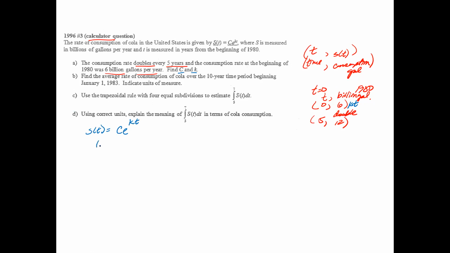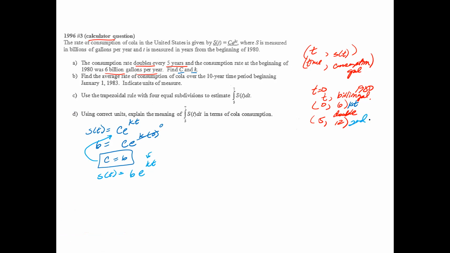So then in that case, 6 equals C E to the K times 0. Well, that cancels, and that's just going to give me a 0. So e to the 0 power is just 1, so your C equals 6. Well, that's easy enough. Well, now let's take that and plug it back into the original equation. So S of t equals 6e to the kt. Now that I went ahead and found C, let's go ahead and find K.